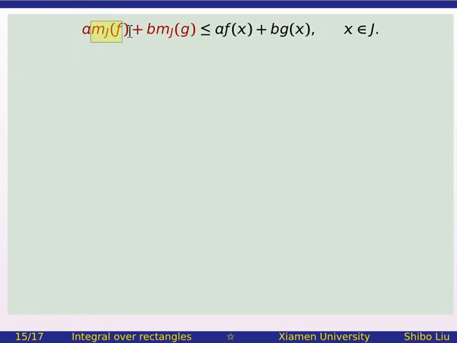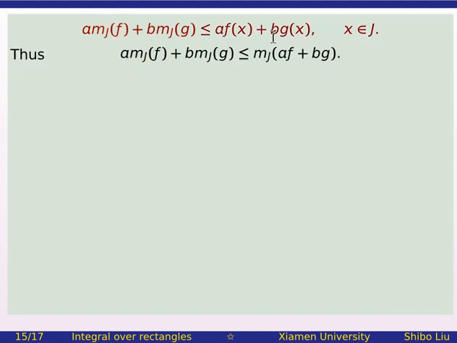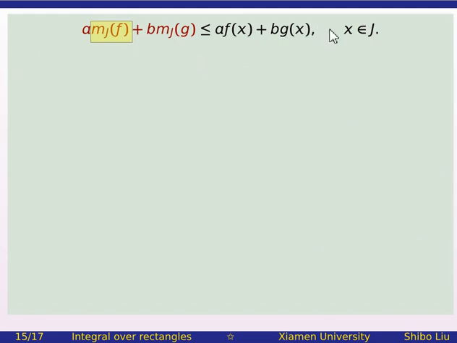Because m_J f is the infimum of f over J. Therefore, for every x in J, m_J f is not greater than f(x). Similarly, m_J g is not greater than g(x). Okay? So, because A and B are non-negative, we have this inequality. So, this inequality is true for every x in J.